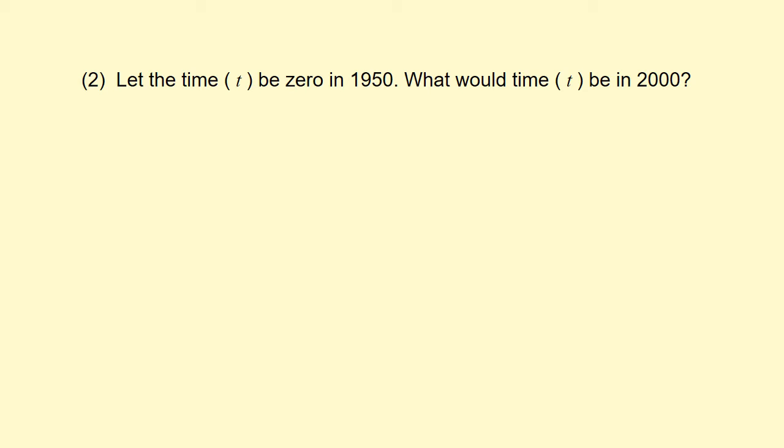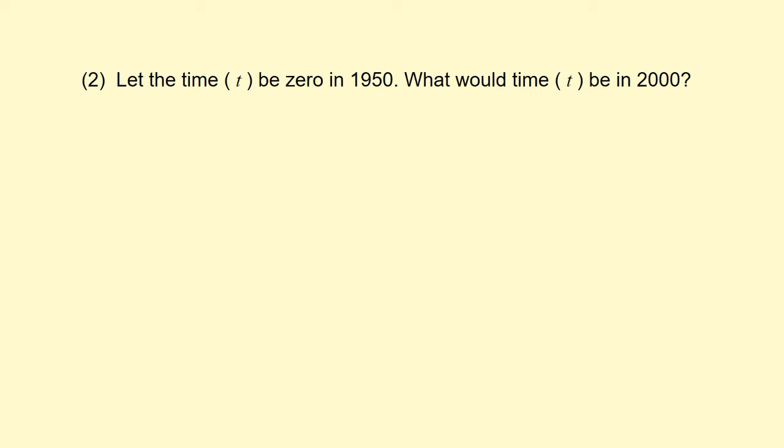All right. Well, now that you've got those slopes all figured out, it's time to do something with them. But first, we need to clear something up. And I'm just going to talk through number 2 here for you. So number 2 says, let the time t be 0 in 1950. What would the time t be in 2000?